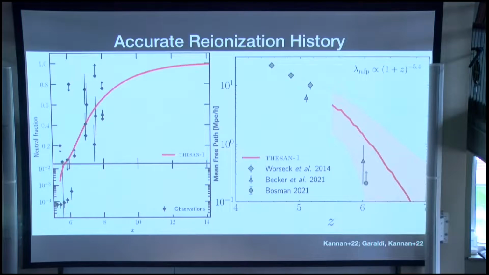And you can see we follow that line. It also reproduces the correct mean free path evolution. Previously, without these high resolution simulations, people thought that the mean free path evolution was quite shallow. But we show that it is quite steep. And these observational points came after we put this line here. So the new observations tell us that our model is correct here.